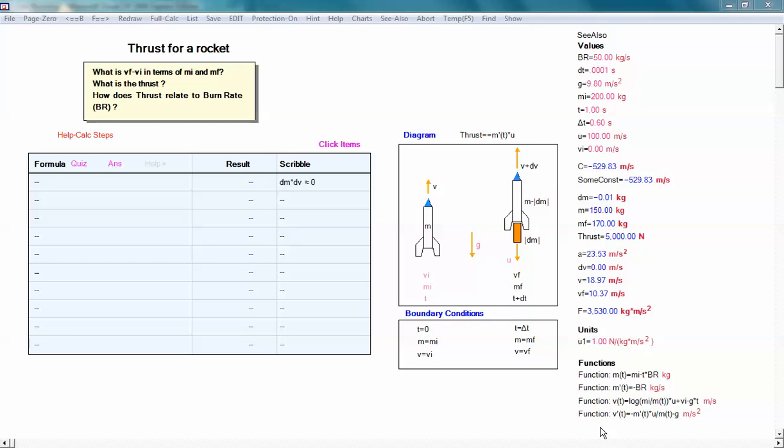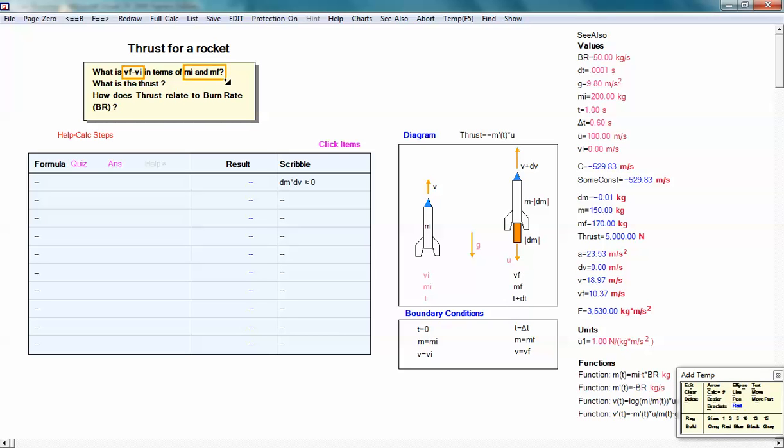In this video, we're going to derive a formula that relates the change in velocity, that is VF minus VI, to the change in mass. Now that's the change in mass of the rocket plus fuel, so really it's just the amount of fuel that's consumed. The final mass minus the initial mass, that total difference is just the fuel that's consumed in the ignition process.